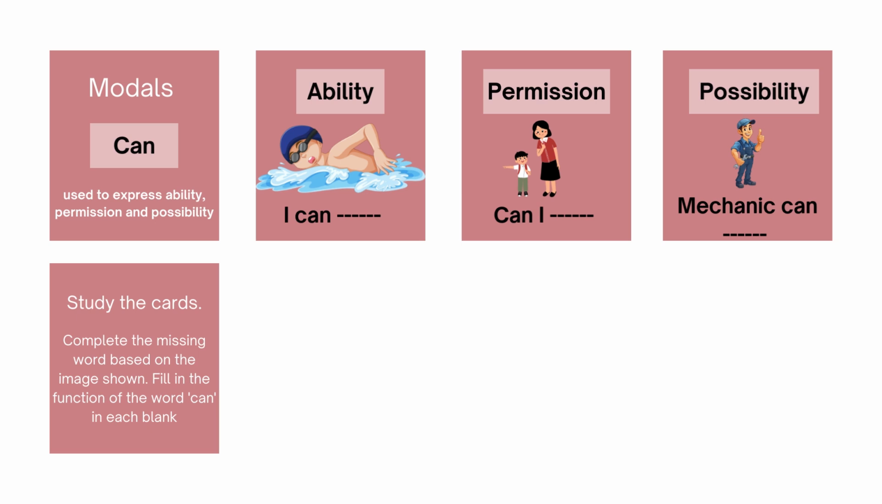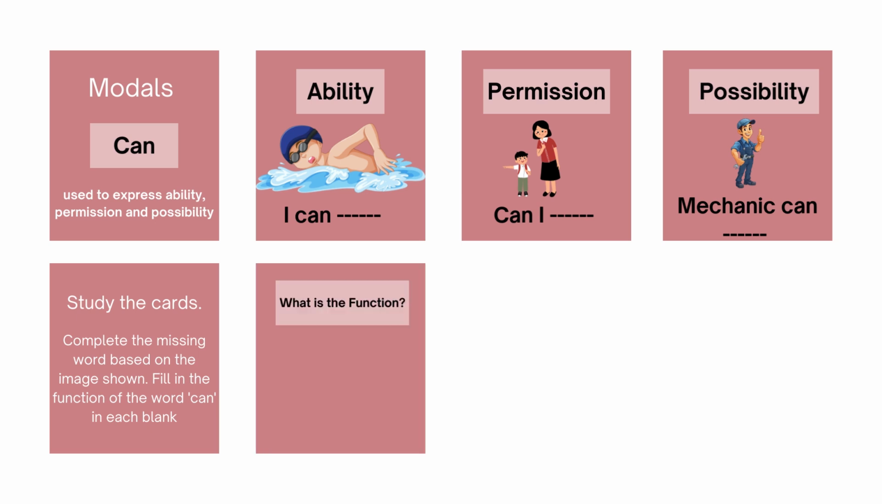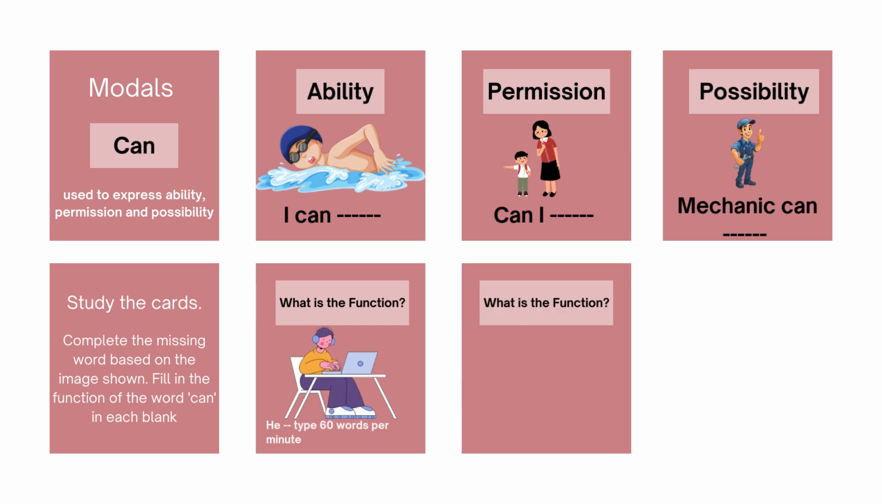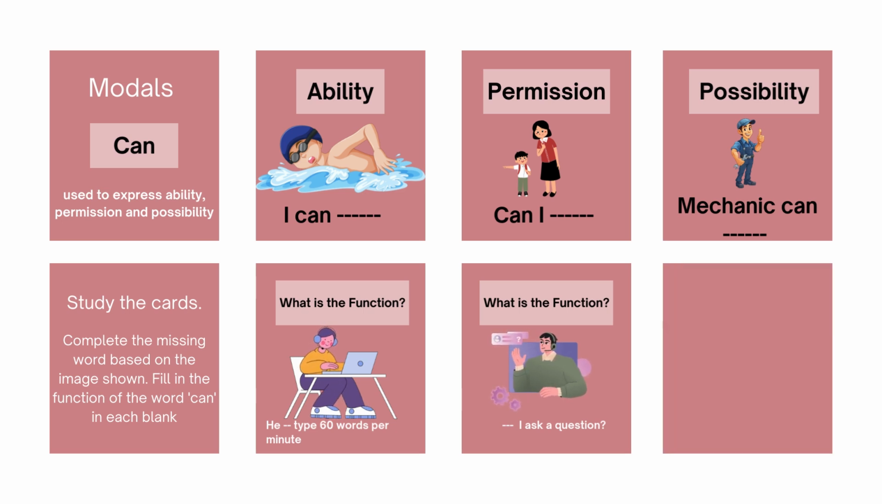Next, we'll complete the missing words based on the images shown. I can type 50 words per minute. What is the function of can here? It shows ability. Can I ask a question? What is the function of can here? It's a request for permission.